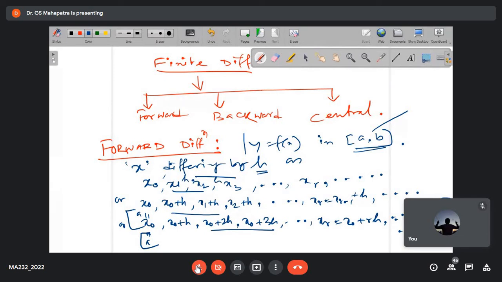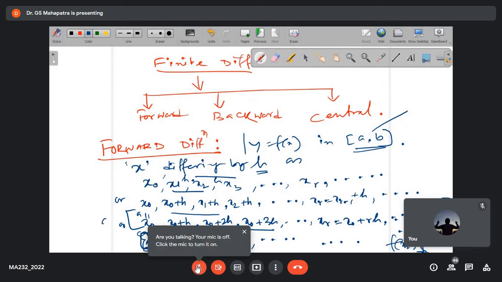If you find the corresponding values of y, then you can easily find f of x0, f of x0 plus h, f of x0 plus twice h, and so on. I will not write all of them. And finally f of xn. We will not put any bracket here for f of x. So this one is actually the argument and this one is the entries. Fine. So now what is the forward difference?